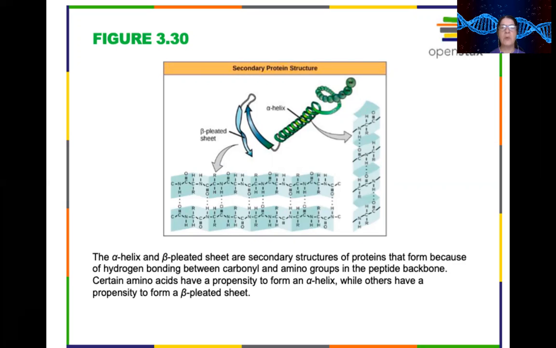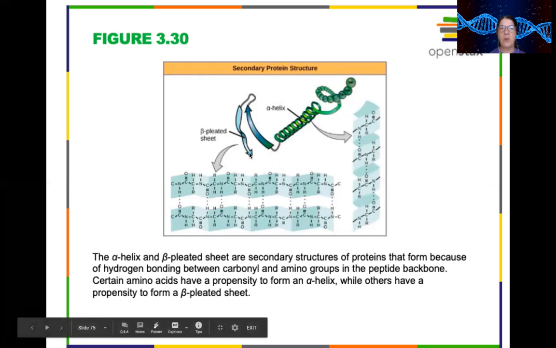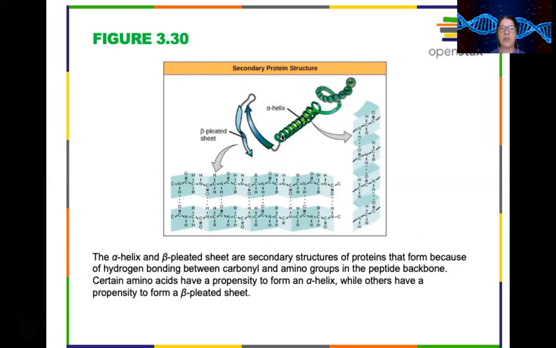But it's also important to remember that you can have a large polypeptide that has many different regions of folding. So secondary structure is local. Only a small part of the polypeptide will form a beta pleated sheet. If you see here, this is a whole polypeptide and one part is a beta pleated sheet, another one is an alpha helix, and so on. So this is local folding.